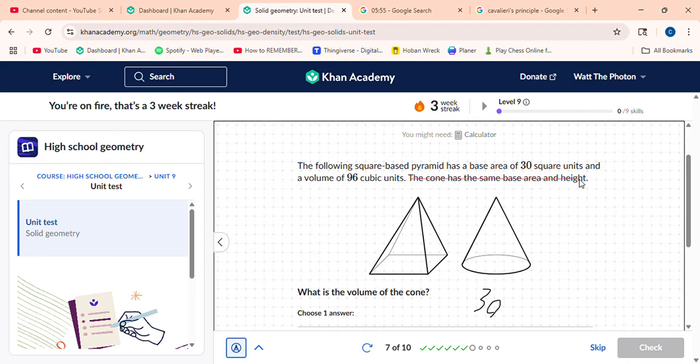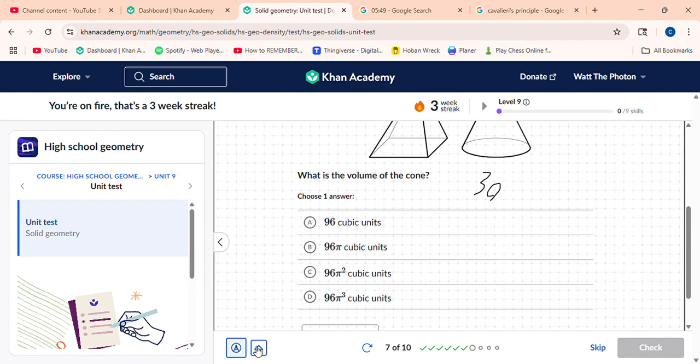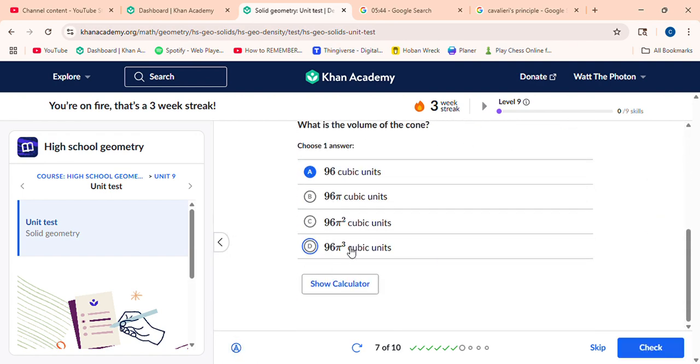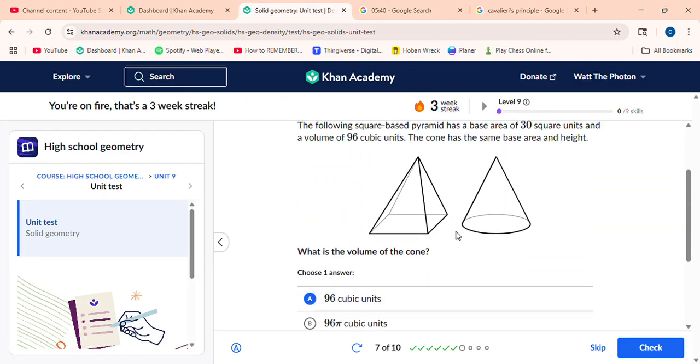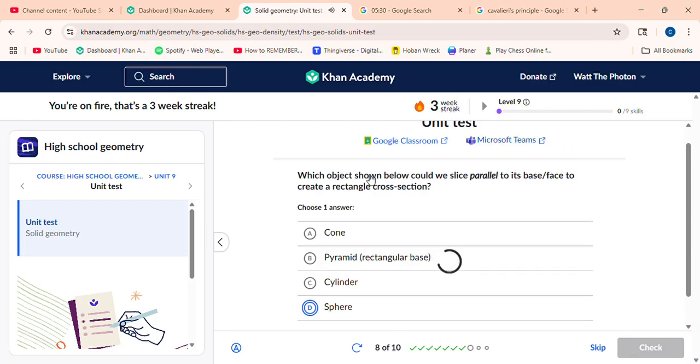The cone has the same base area and the same height. Thus, it should have the same volume. So you have the same volume here because you had the same base. Because the base is 30 and it says the cone has the same base, it should be the same.